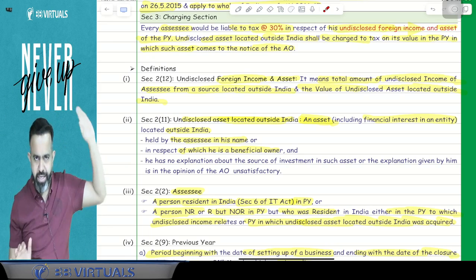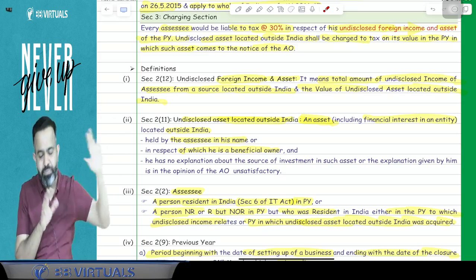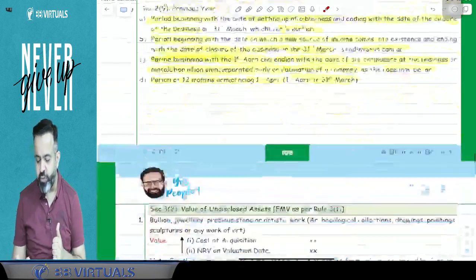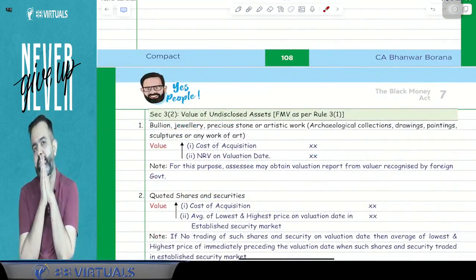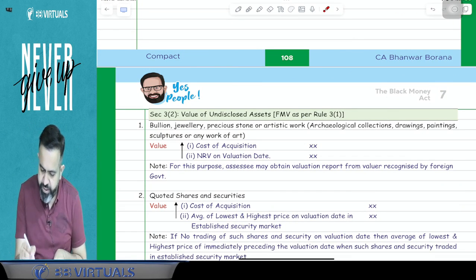So ultimately, in the examination as well as for your purpose, you should remember the foreign asset. Now sir, how will we calculate the value of the foreign asset? That is one interesting part, and you have to remember it. Okay, value of undisclosed asset.